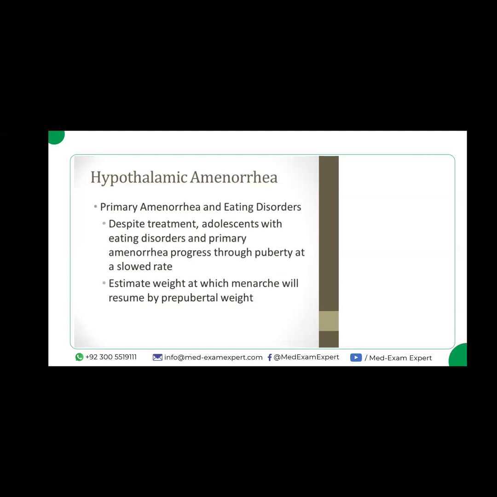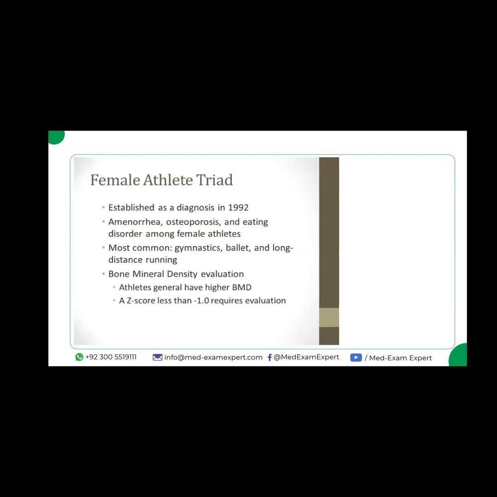Primary amenorrhea is also related to eating disorders, and despite the definitive treatment, adults with eating disorder and primary amenorrhea progress through puberty at a very slow rate, and the estimated weight at which menarche will resume, by prepubertal weight, is 47.8, as I already told you.